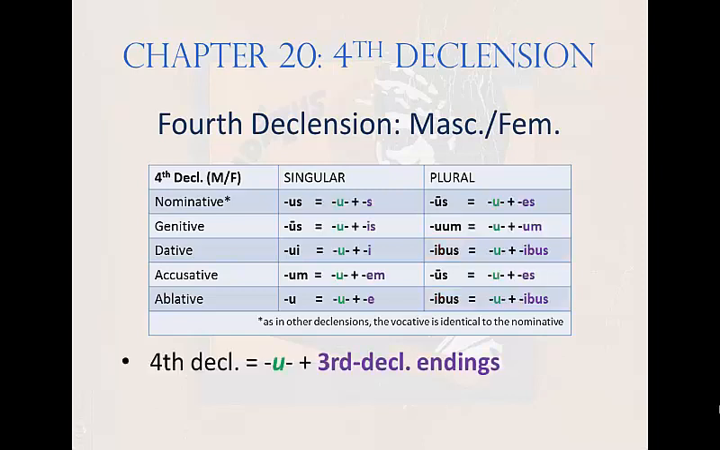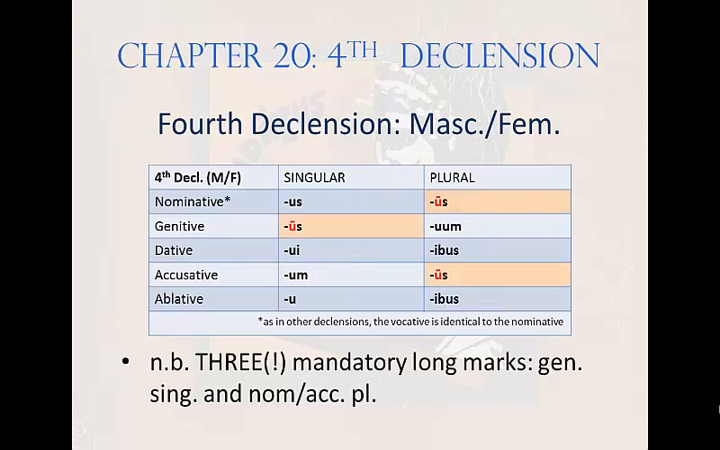In fact, third declension is the key to memorizing fourth declension, if you think of it as nouns with the base ending in u, with third declension endings added on. Looking at it that way can save you some time memorizing endings. A very important thing to note about fourth declension masculine and feminine are the 3 mandatory long marks it contains. These are found in the genitive singular, the nominative plural, and the accusative plural. All of these distinguish those forms from the nominative singular.